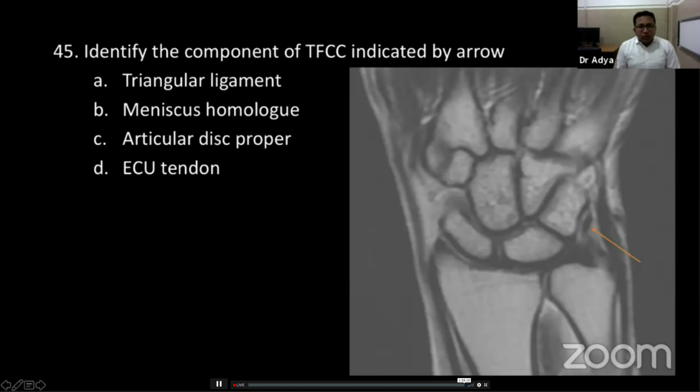Now coming to the last question. Identify the component of TFCC indicated by the arrow. A, triangular ligament, B, meniscus homologue, C, articular disc proper, or D, ECU tendon?